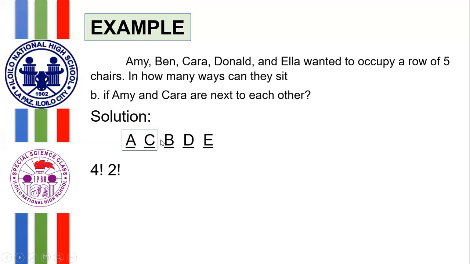So Amy, Kara, or Kara, Amy in this case. And for such, by the fundamental counting principle, that's why we have to multiply them. And we have 4 factorial times 2 factorial, which is, we know that 4 factorial is 4 times 3 times 2 times 1, or 24. 2 factorial is 2 times 1, or 2. And simplifying this gives 48 as the correct answer. Hence, there are 48 ways all in all for Amy and Kara to sit beside each other or next to each other.